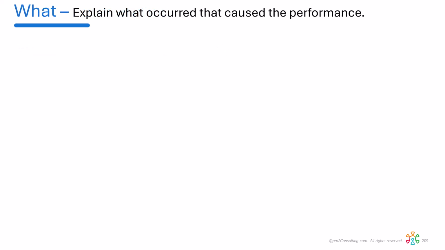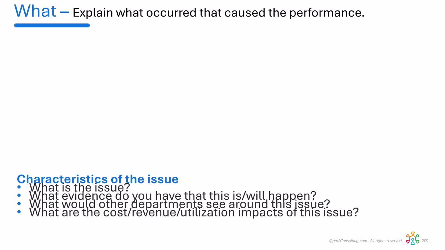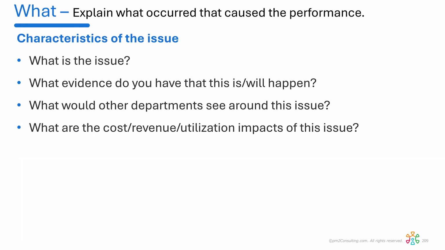We want you to prepare 3 slides. And these are the same what, so what, now what we've talked about before, but in more detail. So the first slide answers the question what? What has occurred that's caused the observed performance? And specifically, there's 2 things we want you to think about.